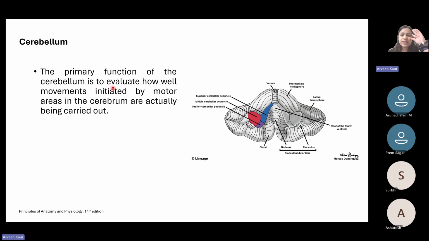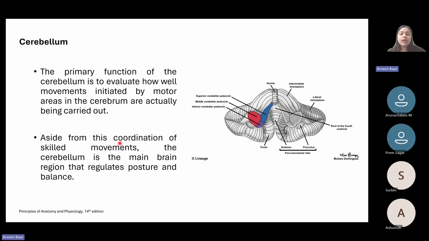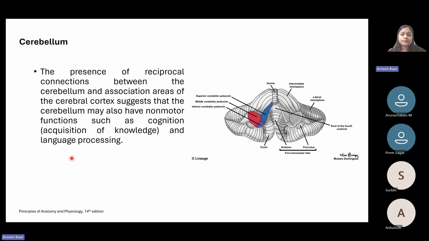The primary function of cerebellum is to evaluate how well movements initiated by motor areas in the cerebrum are actually being carried out, right? That is the primary function. So aside from this coordination of skilled movements, the cerebellum is the main region that regulates posture as well as balance.